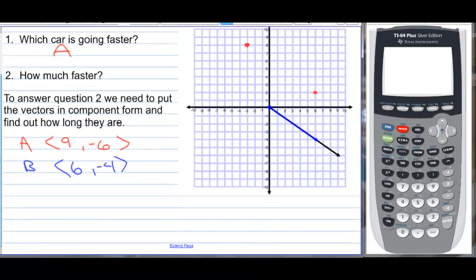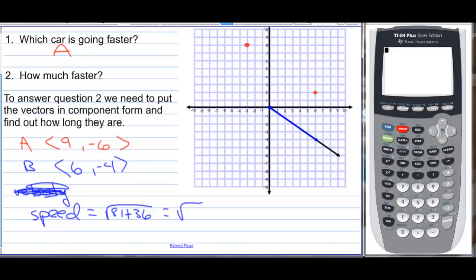All right, so A's velocity. We're talking about velocity now. How do we find, not velocity, I'm sorry, speed. We have the velocity vector, and if we want to find the speed of it, we do the Pythagorean theorem on it, which is called magnitude when you're doing vectors. Square root of 81 plus 36, square root of 117. That's A's speed, right? B's speed is the square root of 36 plus 16, square root of 52.